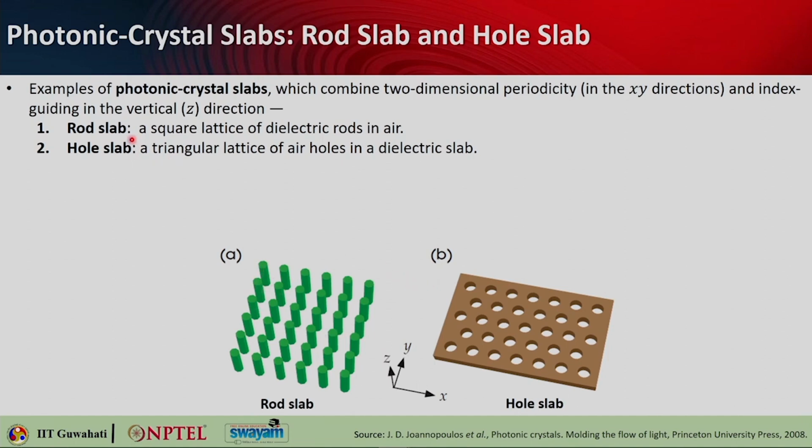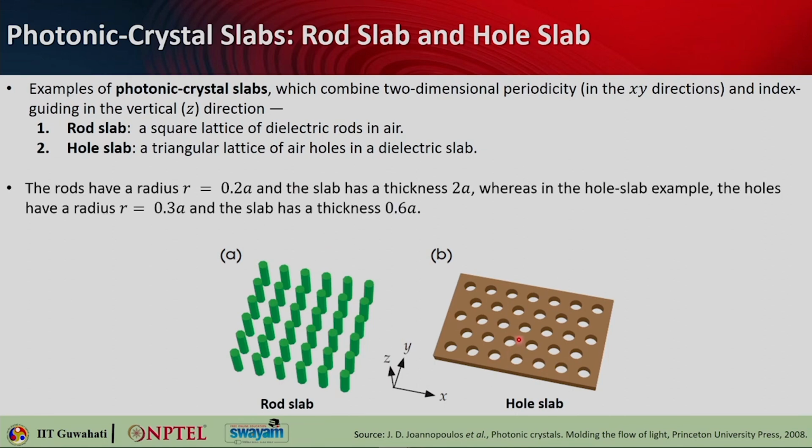So, if you take a rod slab, that is basically a square lattice of dielectric rods in air, and you can consider a hole slab. These are basically a triangular or hexagonal lattice of air holes. So, ideally you should say cylindrical air holes in a dielectric slab. So these are the dimensions we have taken.